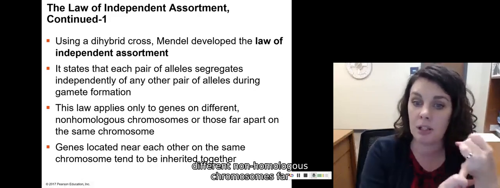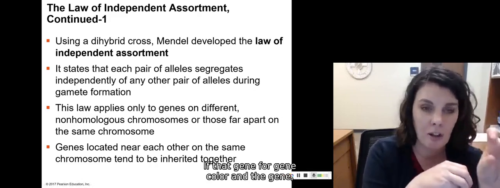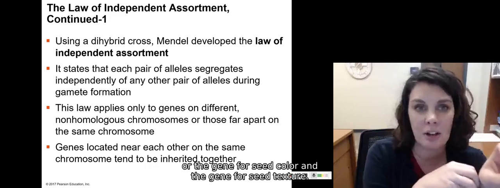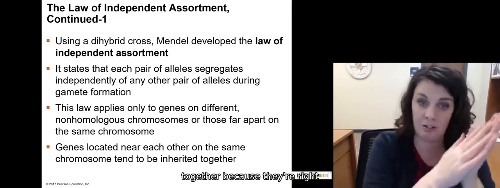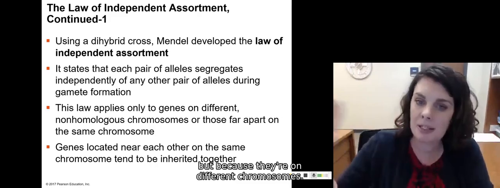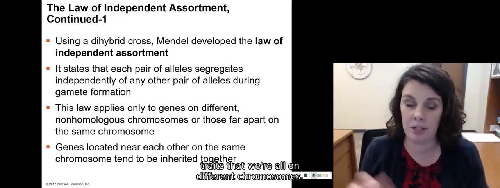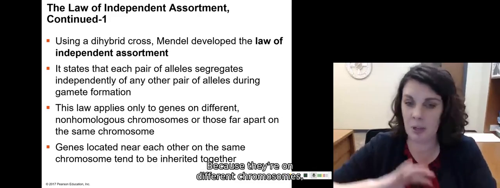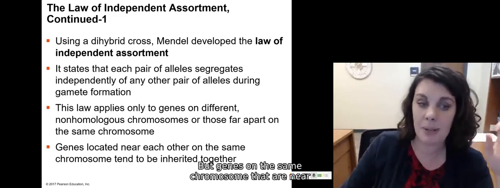This only applies to genes on different non-homologous chromosomes or that are far apart on the same chromosome. So if the gene for seed color and the gene for seed texture were right next to each other, they probably would always sort together because they're right there on the same chromosome. But because they're on different chromosomes, and he lucked out that he studied traits that were all on different chromosomes, because they're on different chromosomes, they can sort oppositely from each other.